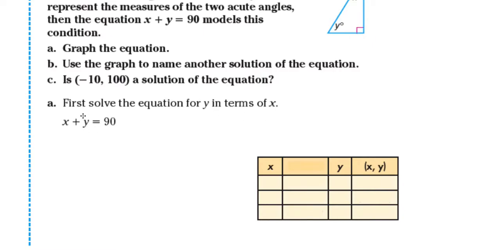Okay, so that means we are solving for y and putting x on the right side of the equation. So how do we do this? We subtract x from both sides. If you subtract x from both sides, you end up with y equals 90 minus x.